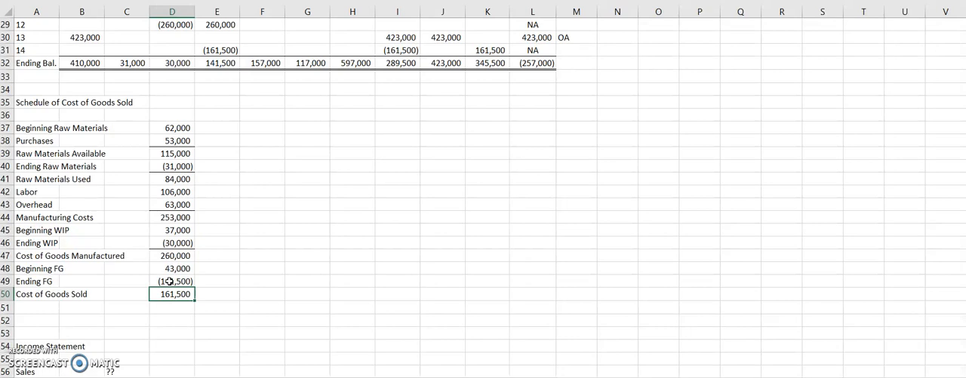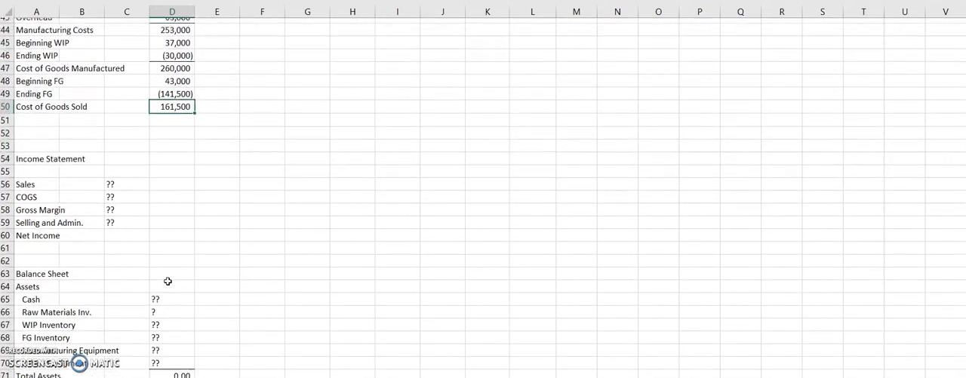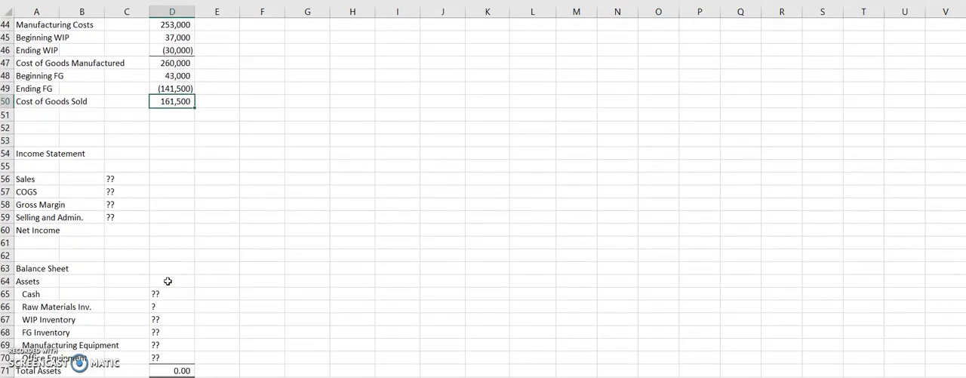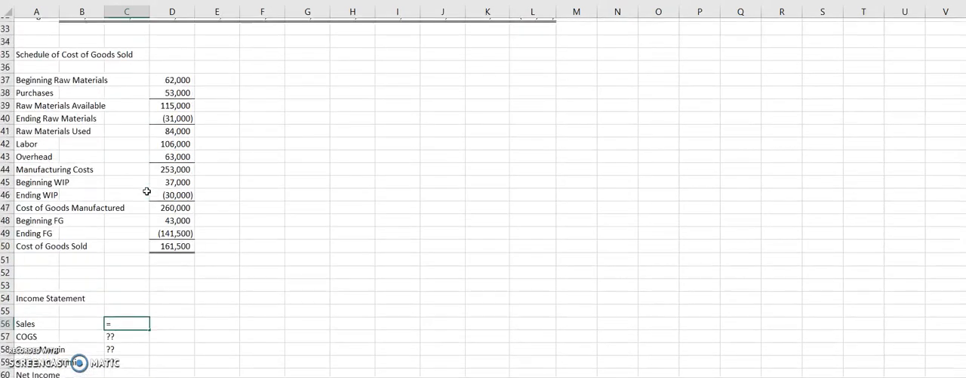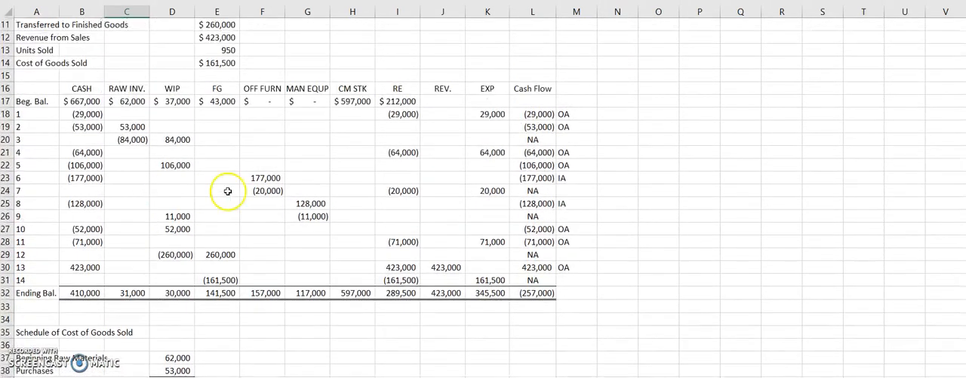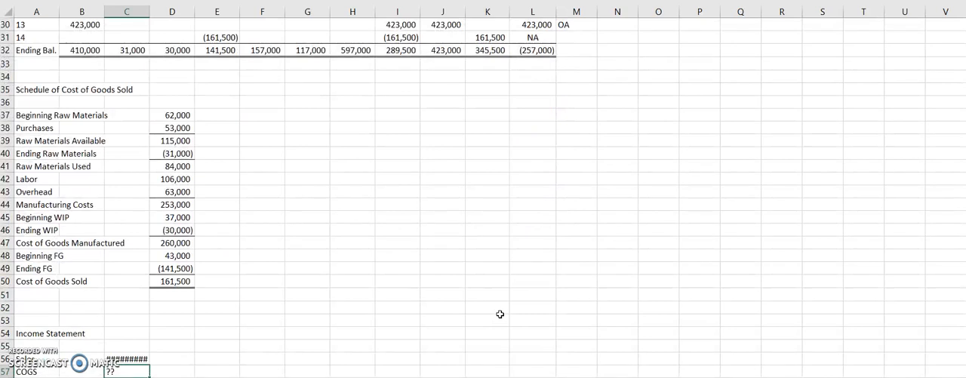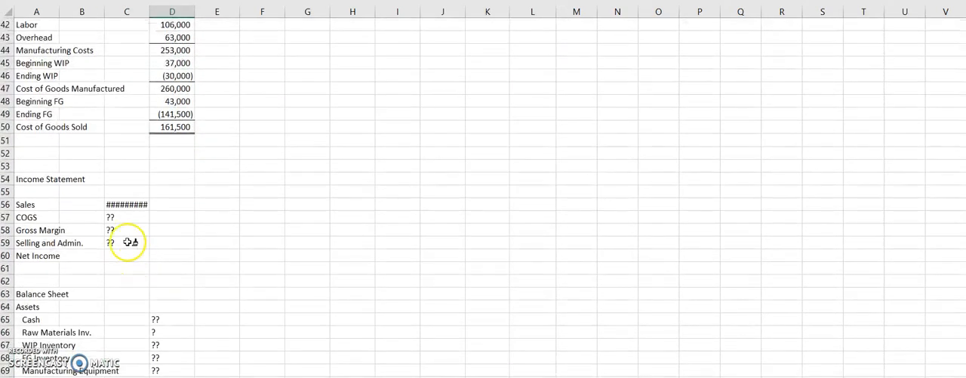Okay, very good. Let's move on to our income statement then. Let's look back to our framework so that we can start to populate in our income statement. What did we have in sales? What did we have in revenue? Let's go back to our framework, and here's our revenue column. $423,000 was our revenue for this period of time. Let's format this so we can actually see the numbers.